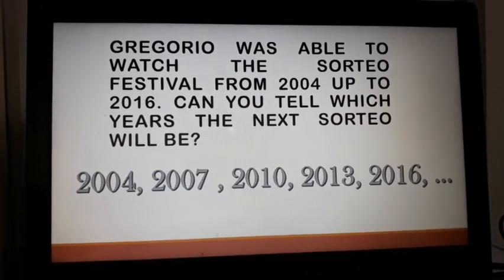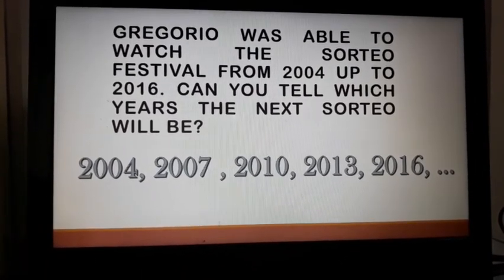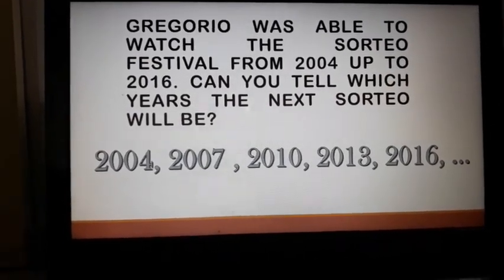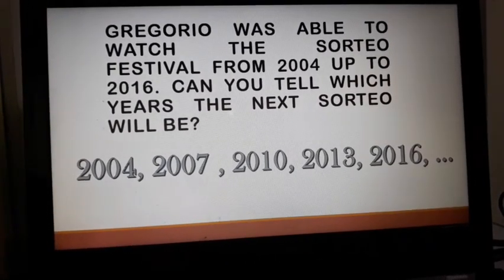And to answer the question, can you tell which years the next Sorteo Festival will be? So the next Sorteo Festival will be on 2019, and then the next one will be on 2022, and then after that will be 2025.